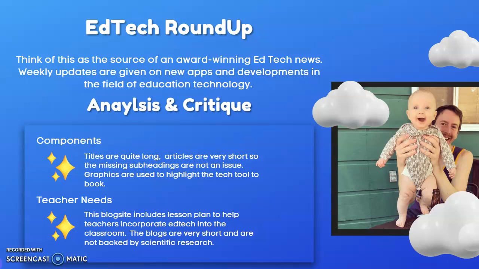For the analysis and critique, let's talk about the components first. So the titles are very long because they are the titles of the books that are being reviewed or the app that is being reviewed. And so long titles are usually a no-no, but I'm not sure how he would get around this. There aren't any subheadings for his blogs, but that isn't an issue because the articles are extremely short. There isn't any need for subheadings because of the length of the articles.